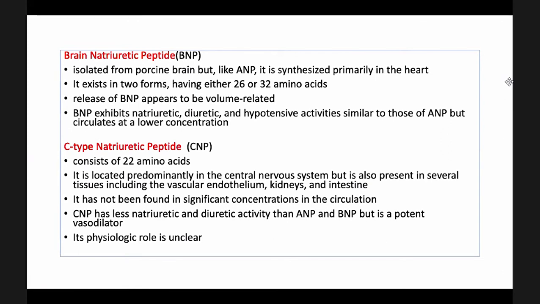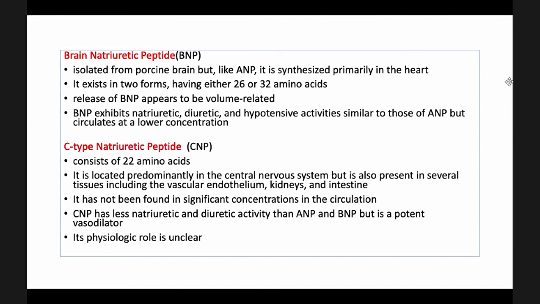So it has two forms, the 26 and the 32 amino acids, and its release appears to be volume related. So your BNP exhibits natriuretic, diuretic, and hypotensive activity similar to your ANP, but circulates at lower concentration.